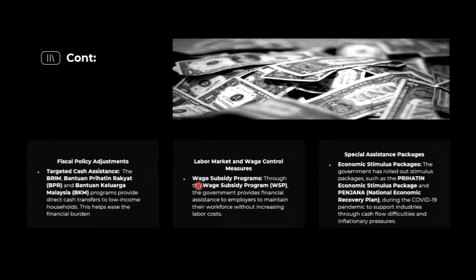Previously, our government had introduced Prihatin and Penjana during the COVID-19 pandemic to support industries through cash flow difficulty and inflationary pressures. And in my opinion, all these methods and initiatives help to combat, or at least to minimize, the impact of inflation towards our economy.